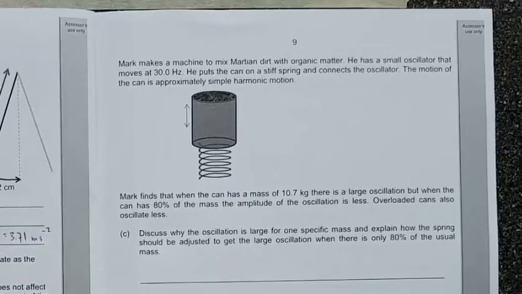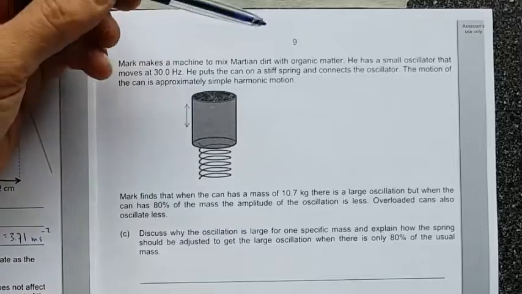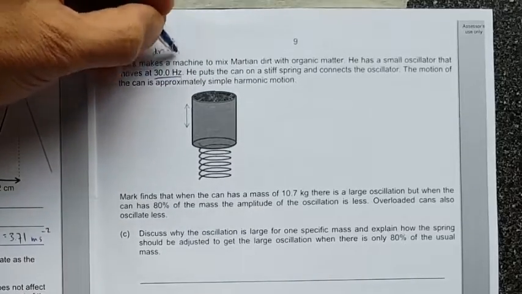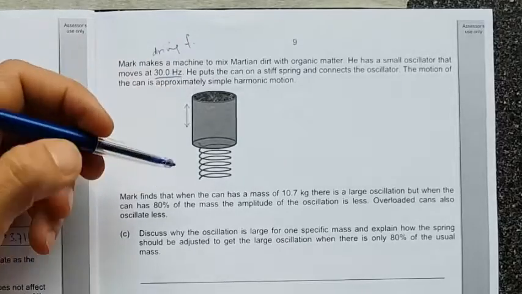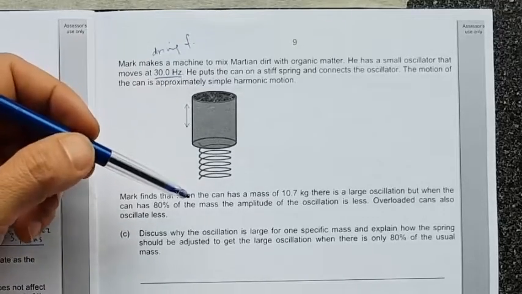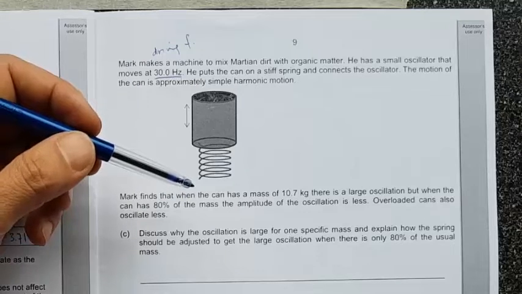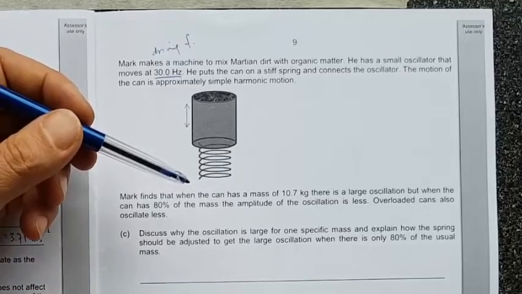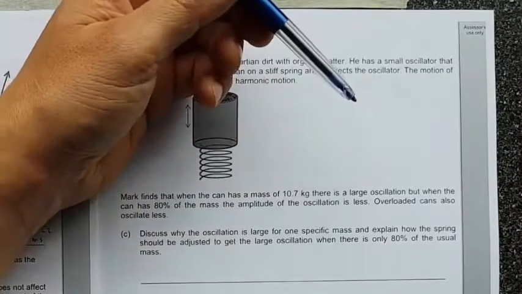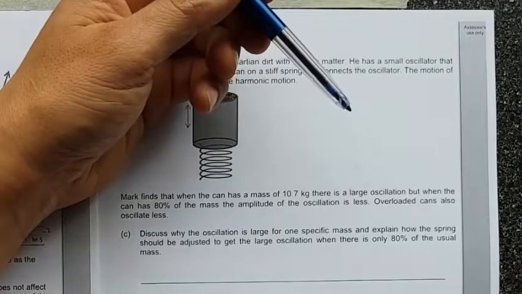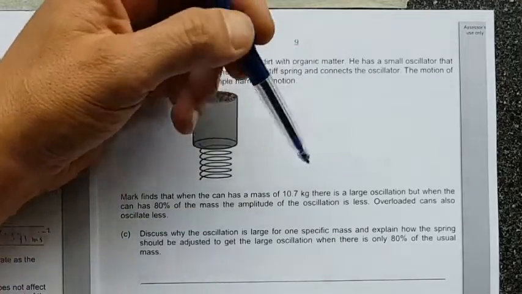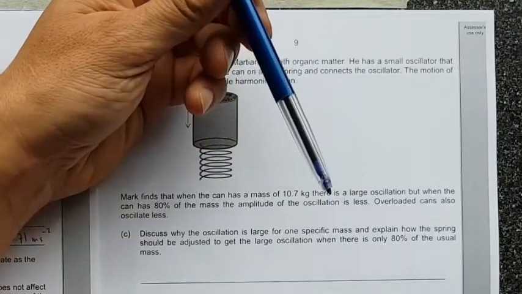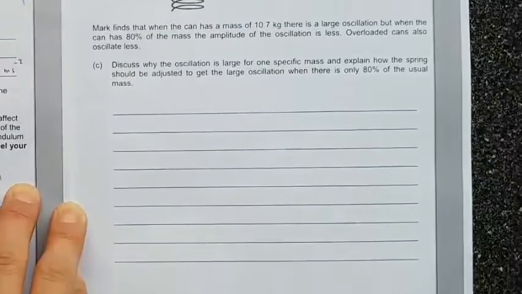Okay, Mark makes a machine to mix Martian dirt with organic matter. He has a small oscillator that moves at 30 hertz. So that's the driving frequency. Mark finds that when the can has a mass of 10.7 kilograms, there's a large oscillation, but when the can has 80% of the mass, so 20% less, the amplitude of oscillation is less. Overloaded cans also oscillate less. Discuss why the oscillation is large for one specific mass and explain how the spring should be adjusted to get the large oscillation when there's only 80% of the usual mass.